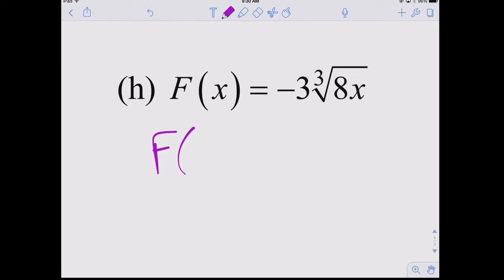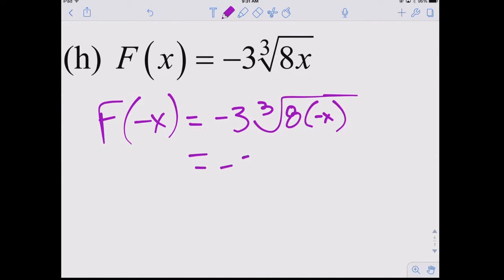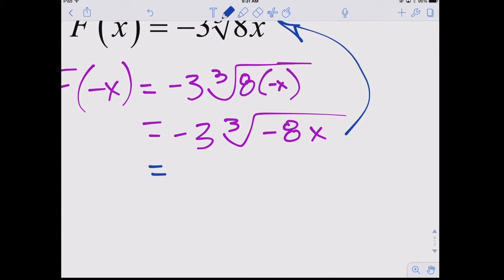The actual test is to replace x with negative x. Okay, so I got negative 3 cube root of, under the radical, 8 times parentheses negative x. All right, so now we're going to simplify under the radical. What is 8 times negative x? Negative 8x. Very good. Now, is that the same as what I started with? No. It's not the same. So it's probably not going to be even. But could it still be odd? Possibly. Let's see.